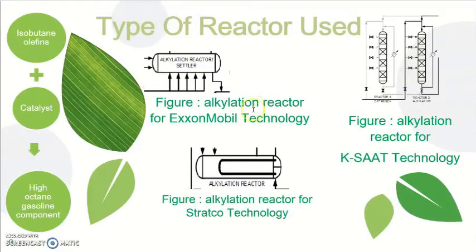As we can see here, for ExxonMobil technology, the reactor they are using is multiple CSTR in series. The catalyst is sulfuric acid, while for KSAT technology, the catalyst they are using is solid acid, and they are using a multiple stage fixed bed reactor. And for Stratco technology, they are using a shell and tube heat exchanger as their reactor.